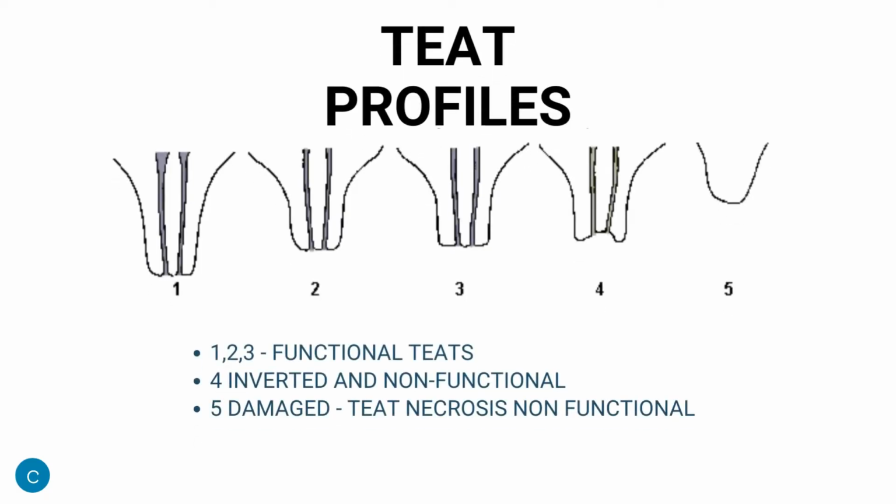Becoming familiar with the nipple or teat forms is important when selecting your breeding stock. The perfect teat is elongated and pointed with two teat canals opening to the exterior.